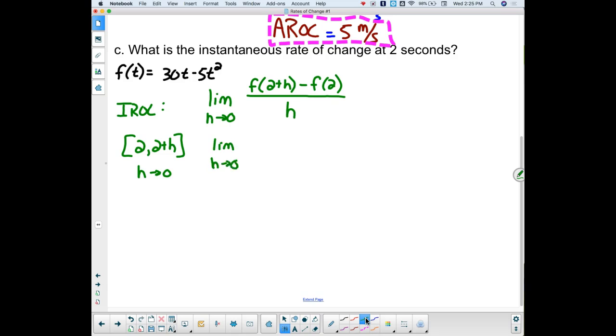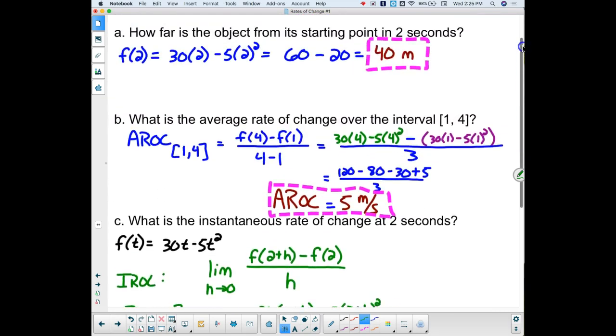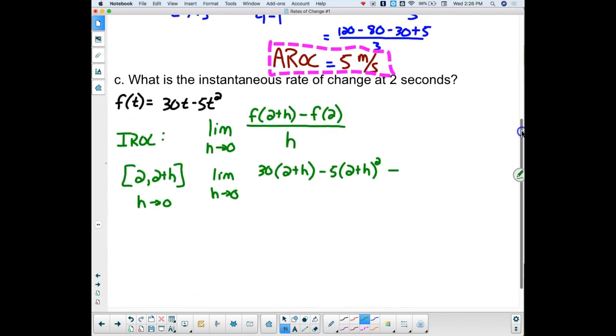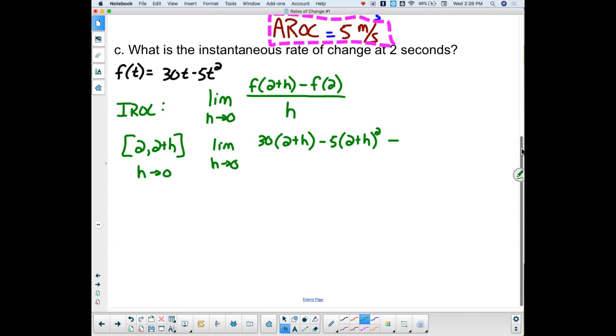So f of 2 plus h is going to be 30 times 2 plus h minus 5 times 2 plus h squared, minus f of 2. We did f of 2 before, didn't we? We said it was 40. So that's going to be minus 40. All of that is over h.